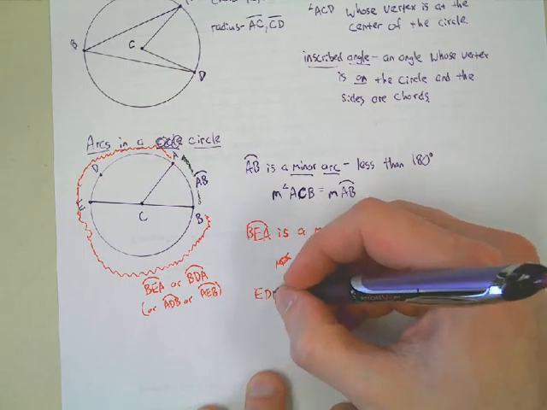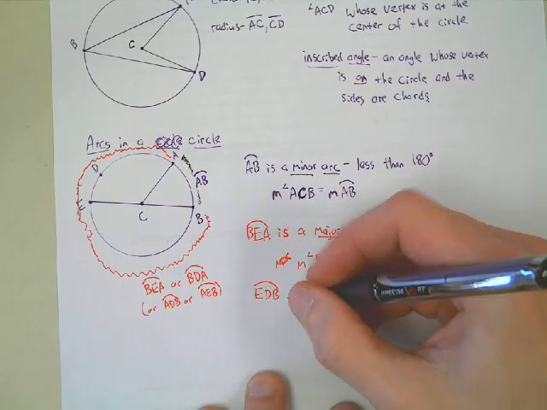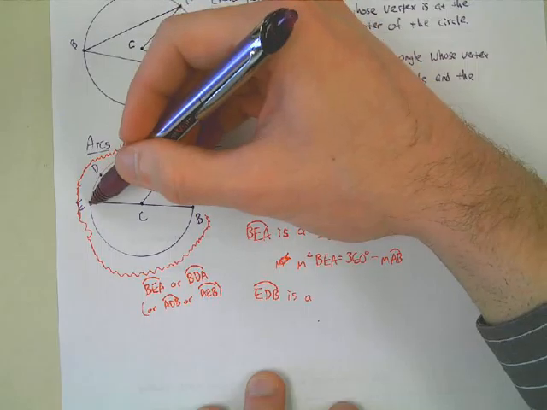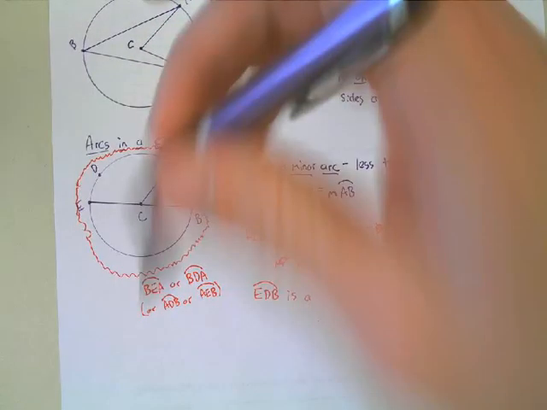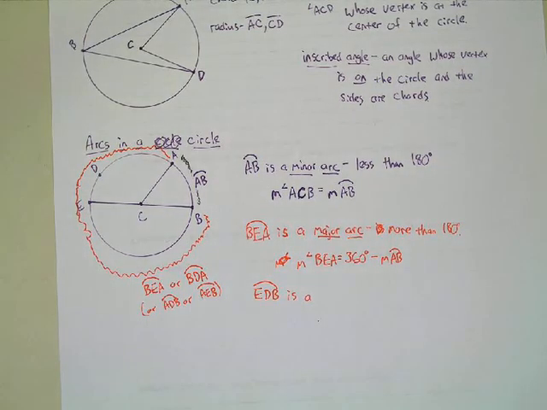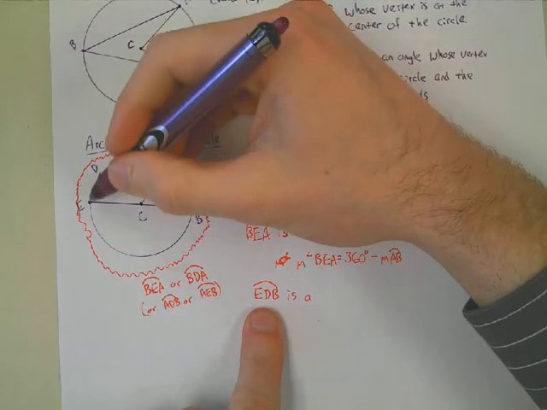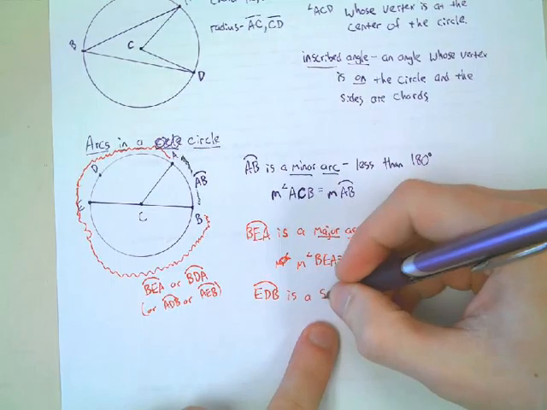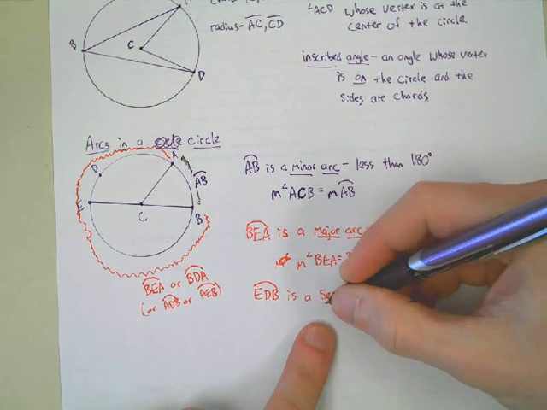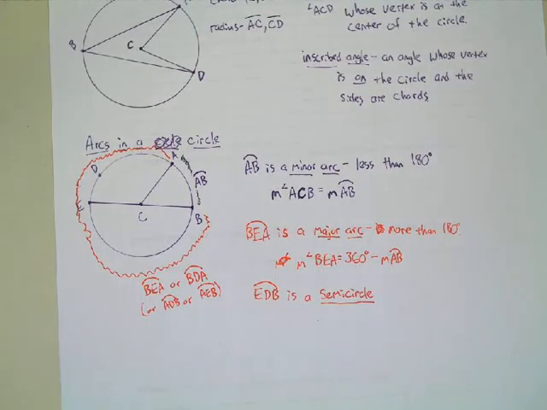EDB. Okay, so if you look here at arc EDB, what's special about arc EDB? It's exactly 180 degrees. It is half of the circle. What do you call half of a circle? A semicircle, exactly right. So arc EDB is a semicircle. Exactly 180 degrees.